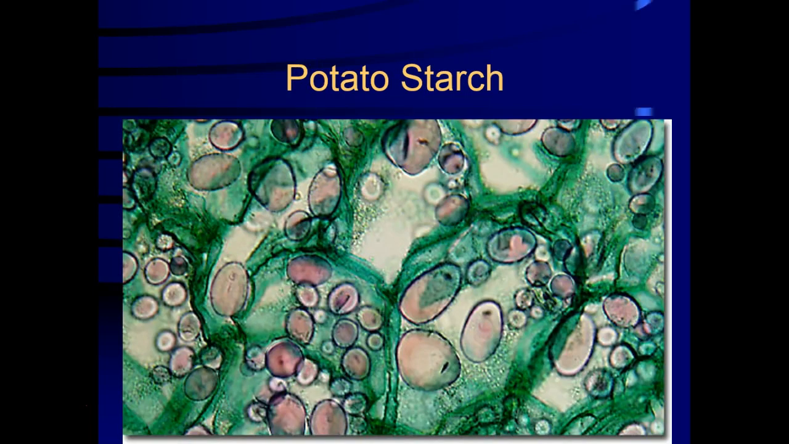This is, oh, here's a nice little picture. I'm sorry, I jumped ahead of myself. This is what a potato looks like underneath a microscope. And you can see in green the cell wall. So you see the little outline of the cell walls. Those are the potato cells. And inside you see these oval-shaped bodies. All those oval-shaped bodies are starch granules.